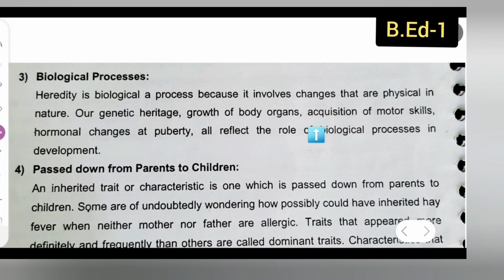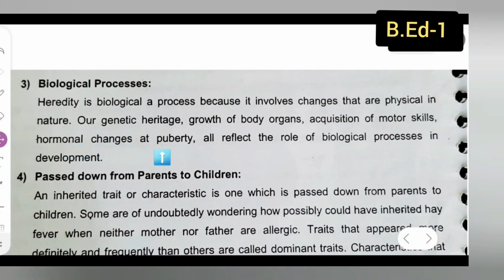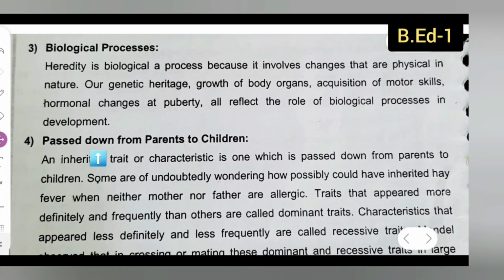Moving towards the third part, that is biological process. Heredity is a biological process because it involves changes that are physical in nature. Genetic heritage, growth of body organs, acquisition of motor skills, or hormonal changes at puberty all reflect the role of biological processes in development. Next, passed down from parents to children.